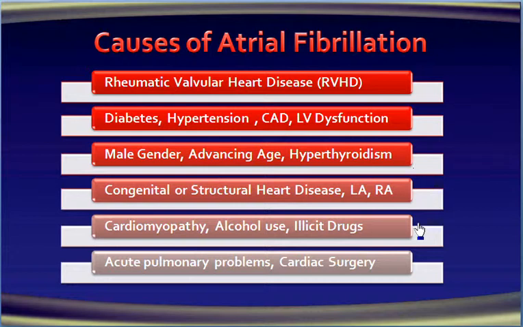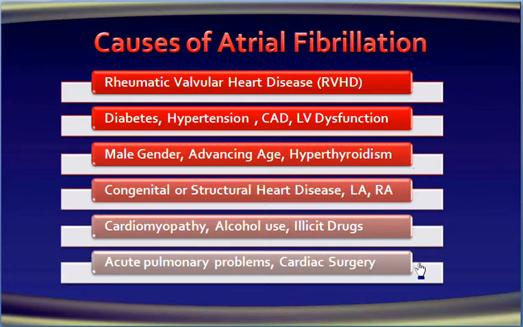Cardiomyopathy, either obstructive or dilated or hypertrophic type, can result in atrial fibrillation. Excessive alcohol use is associated with atrial fibrillation. This is called holiday heart because they have a lot to drink over the weekend and they come out with atrial fibrillation at the end of the weekend. Use of illicit drugs which are cardiostimulatory can result in atrial fibrillation.